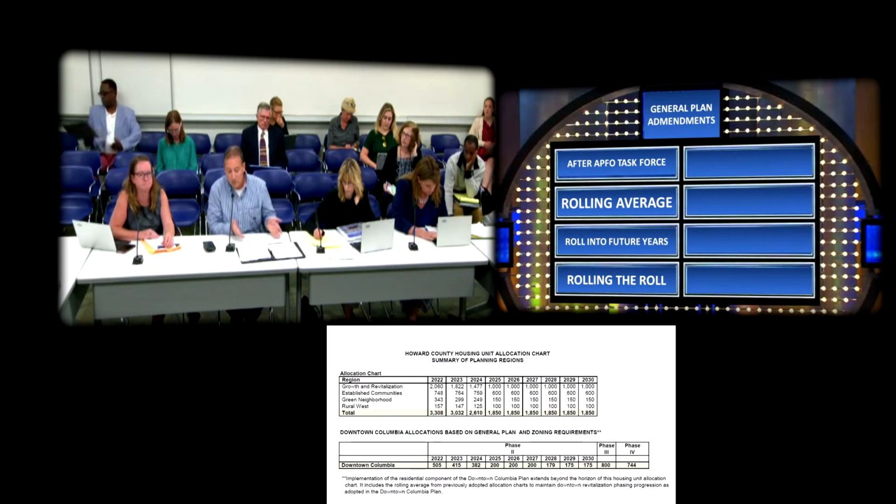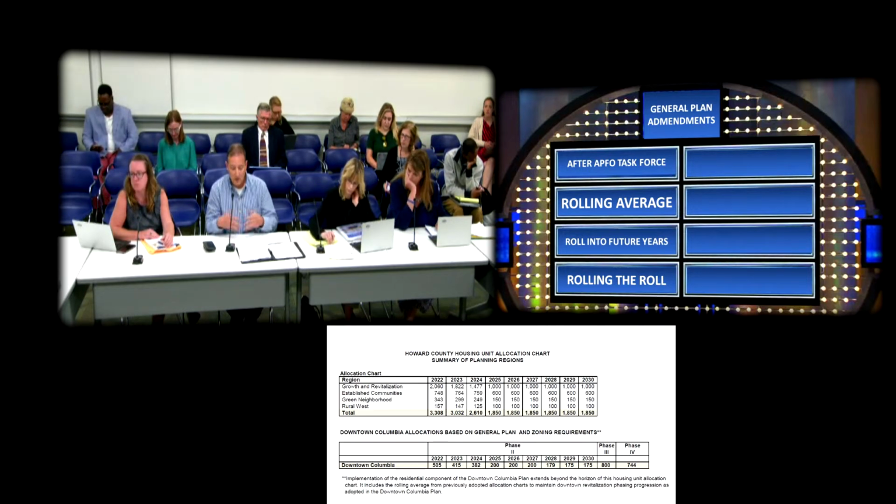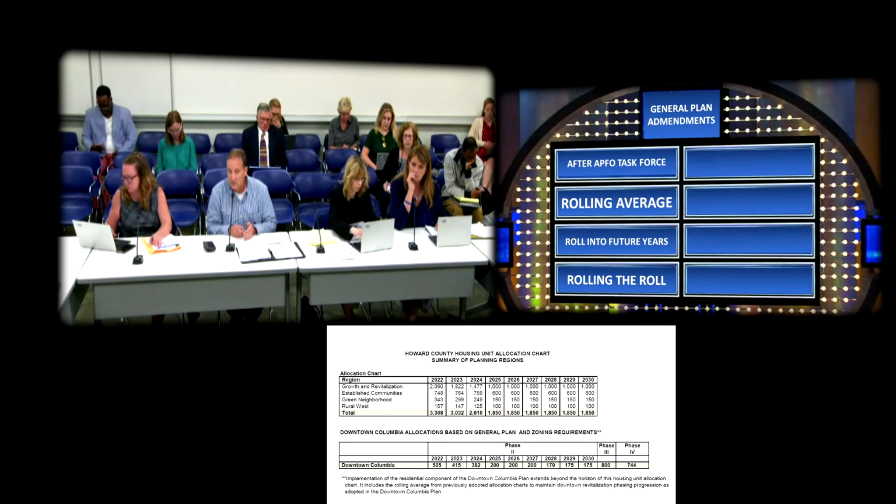So now you have a situation where the general plan is at 1,850, and you're showing 3,300 in the first year. I can see how that's concerning, because now you have the ability to build 3,300 housing units. Now, this same thing happened the last two general plans, for better or for worse. It happened at the end of the 1990s.